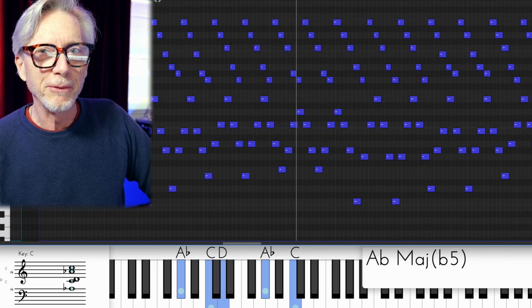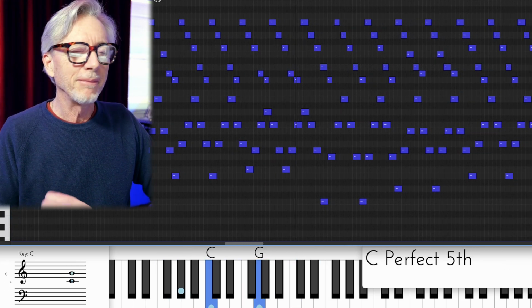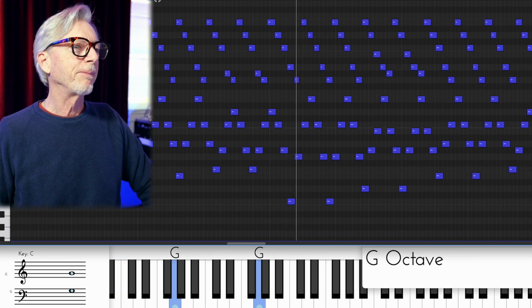It's sort of a version of the creep progression, isn't it? Little variation.